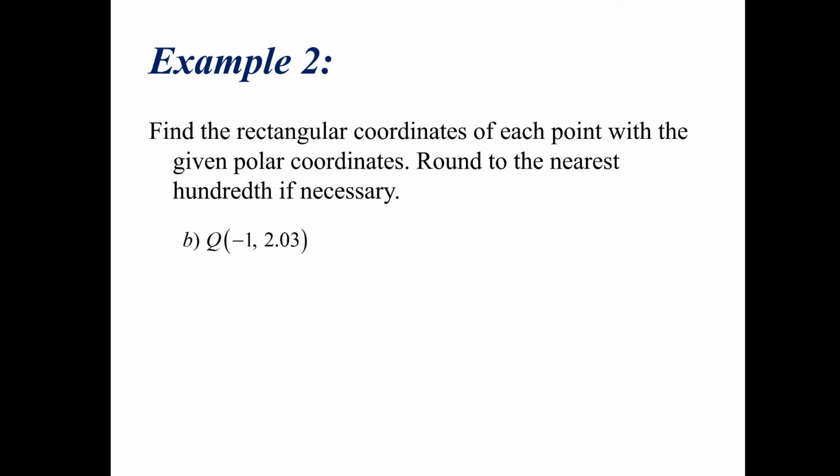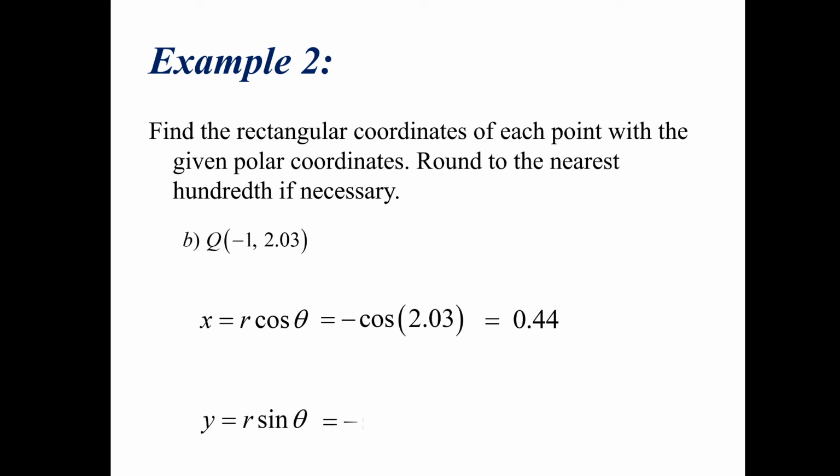Find the rectangular coordinates of each point with the given polar coordinates. Round to the nearest hundredth if necessary. Again, using the formula and plugging into the calculator, we end up with 0.44 for x and negative 0.90 for y. So for the xy coordinate, this one is showing that it's in quadrant 4, because the radius is negative, so it's reflected over the x-axis.